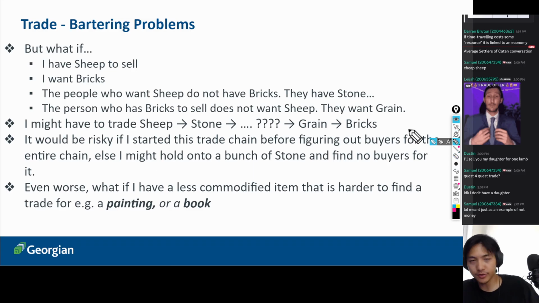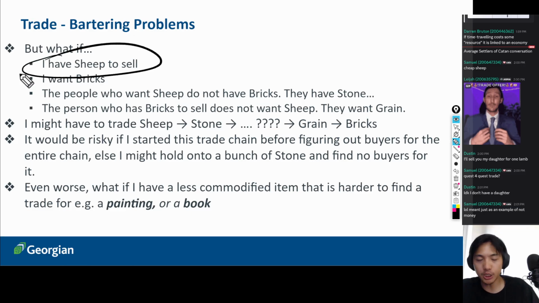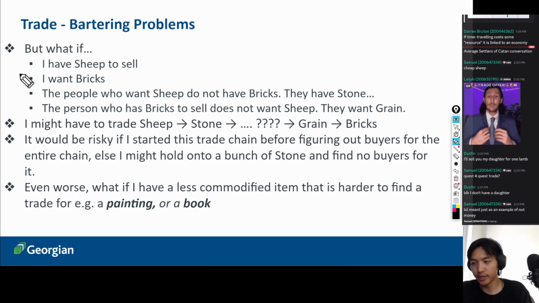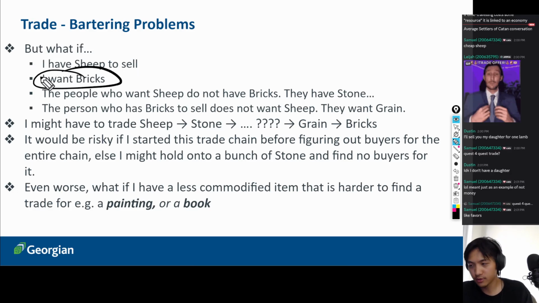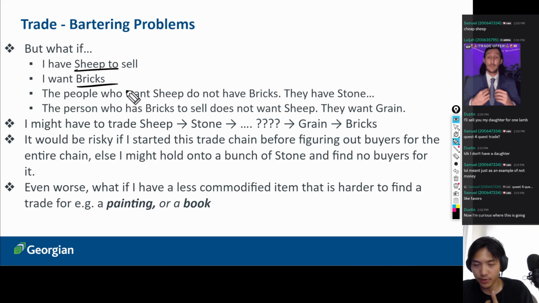Let's imagine a different situation. I have extra sheep that I want to sell. I'm a shepherd. I have many sheep. That's great. I want bricks to build a house. But I keep looking around the village. I cannot find any person who wants a sheep but has bricks to give me. Right? There's nobody who wants to give me bricks for my sheep. That's a problem, right? Because I have sheep, I want bricks.